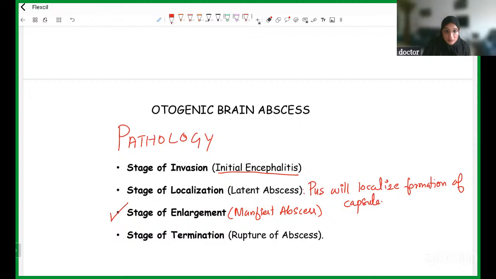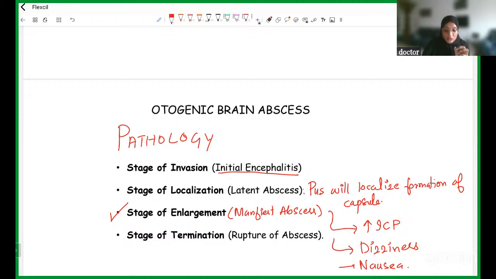What will be the symptoms? The patient will have raised intracranial pressure, headache, dizziness, nausea, weakness, vomiting, headache, all these things. So from the third stage, from the stage of enlargement, when the manifestation of abscess happens, the patient will start showing symptoms.